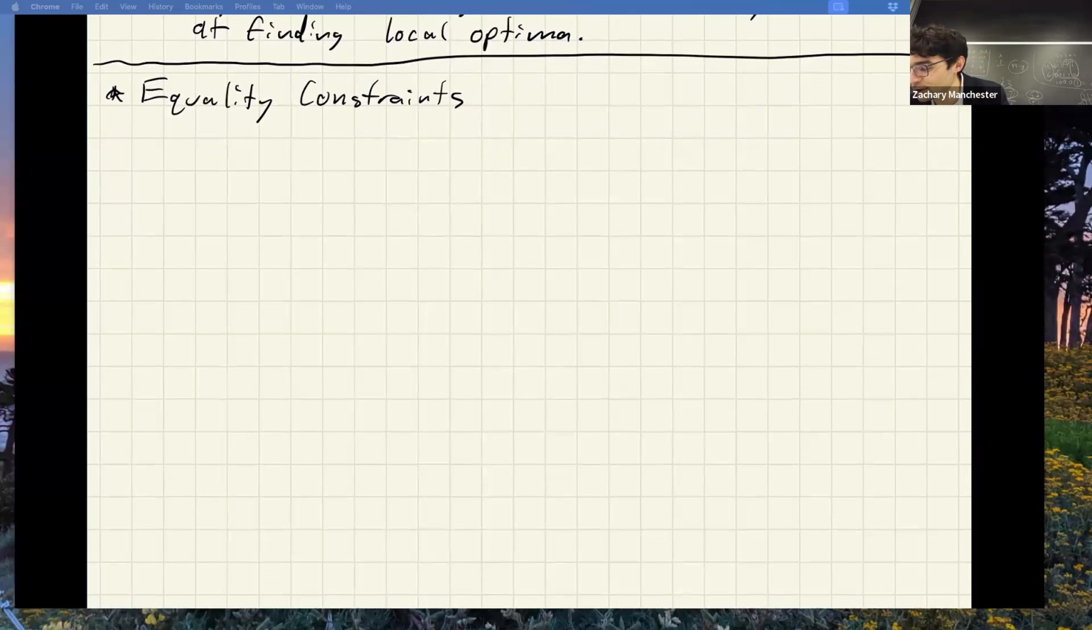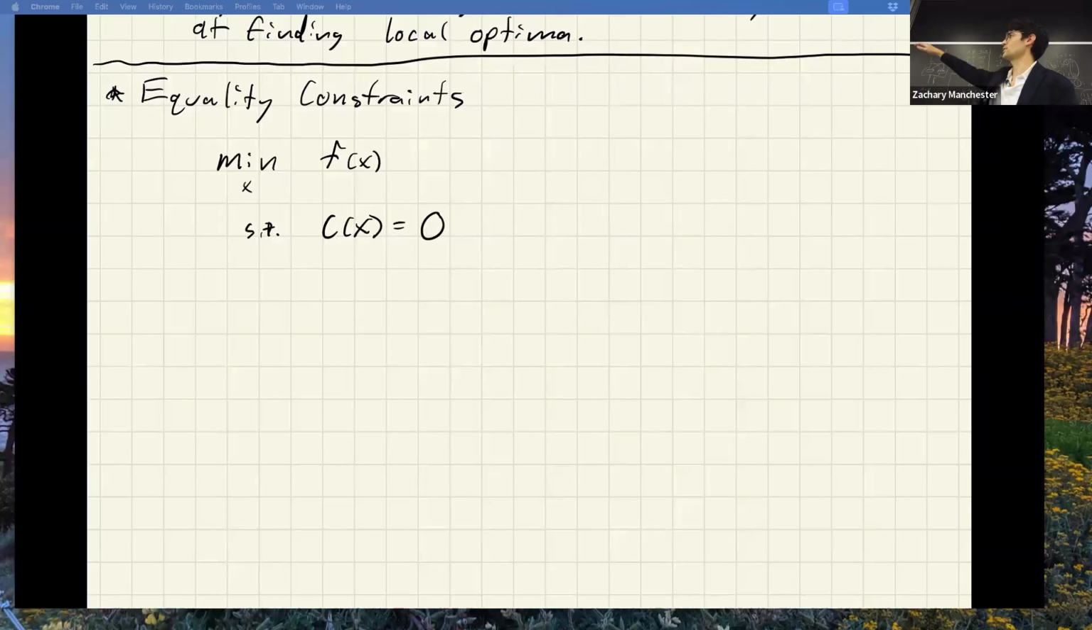All right. So just to tell you what we're doing. We did this already, right? We have our min f of x. And now the new wrinkle is we're going to do that subject to some constraint function, c of x equals 0. So I want to minimize f of x subject to having this other function c of x equals 0.